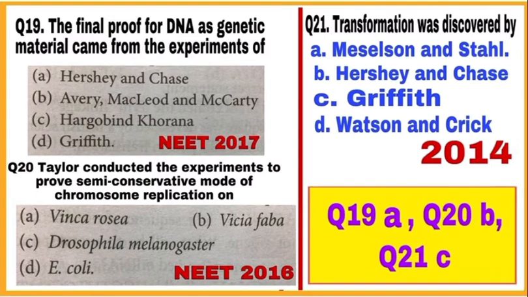Question 21. Transformation was discovered by. In 1928, Griffith did a series of experiments with Streptococcus pneumoniae bacteria and witnessed transformation in bacteria. So, correct answer is C. Transformation was discovered by Griffith. So, mark C as a correct answer.